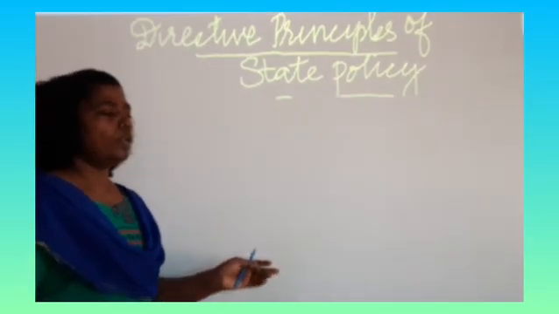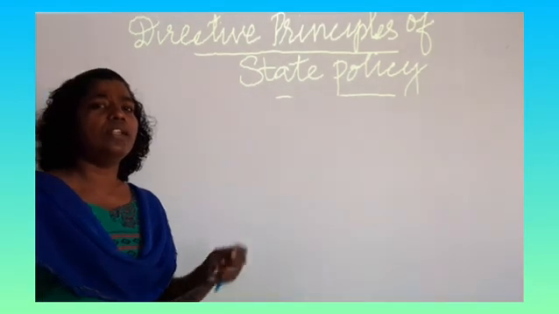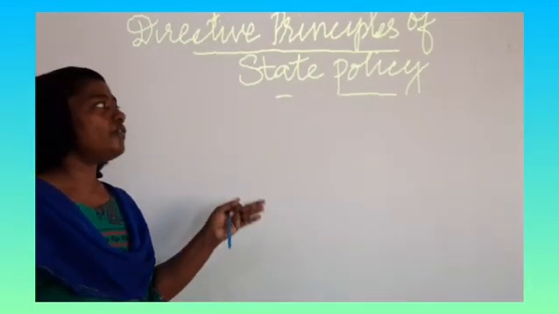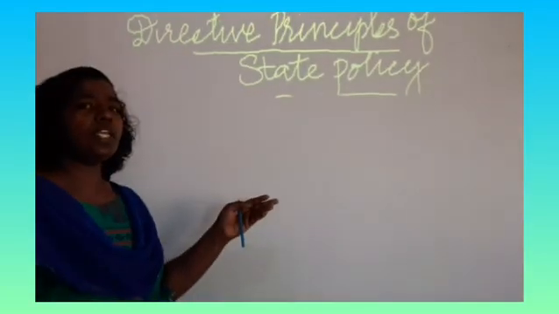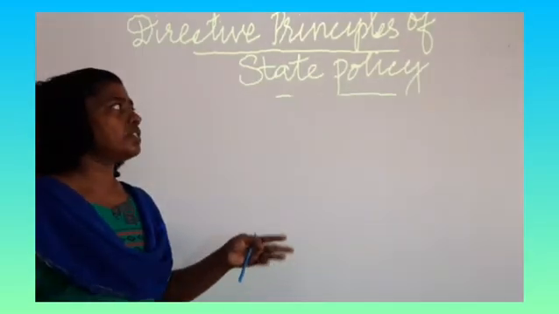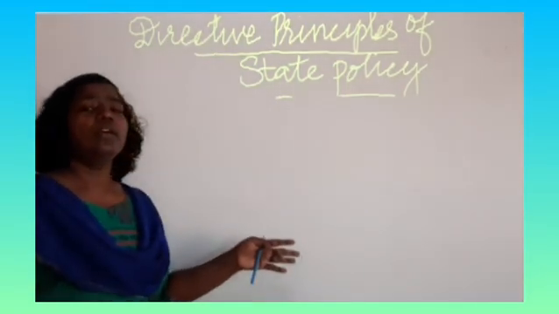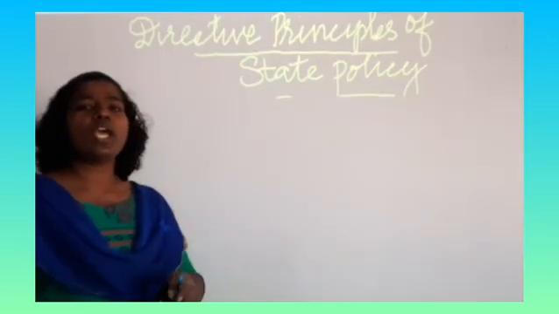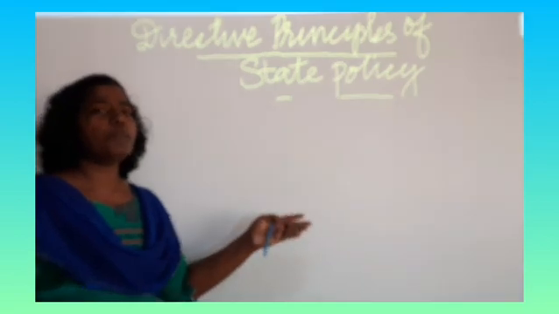So children, we have learned in this class about the directive principles and the state policy. First we saw the features of the directive principles. After that we saw the three classifications of the directive principles, and again the explanation of the three classifications. And also we saw the difference between the fundamental rights and the directive principles.